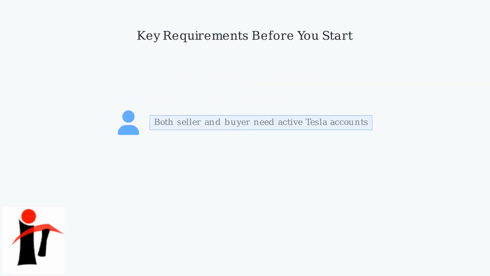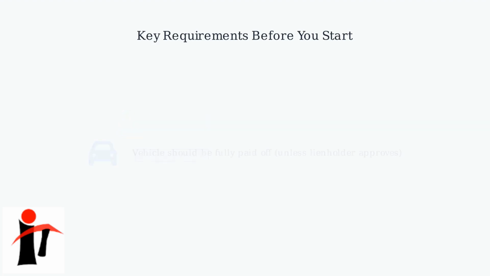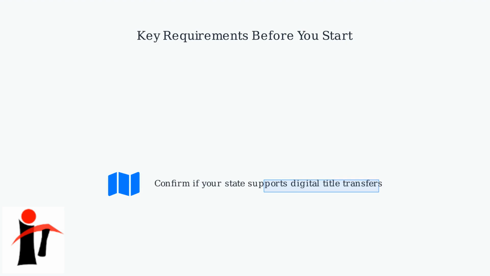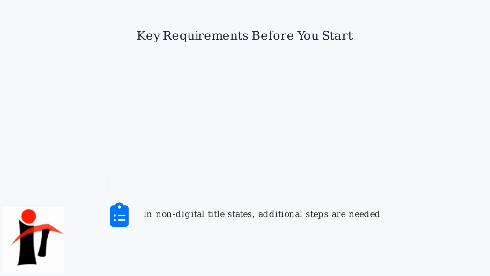Before initiating a transfer, ensure both the seller and buyer have active Tesla accounts. The vehicle should ideally be fully paid off unless the lien holder approves the transfer. Also, confirm if your state supports digital title transfers, which streamlines the process considerably. In non-digital title states, additional steps might be needed.